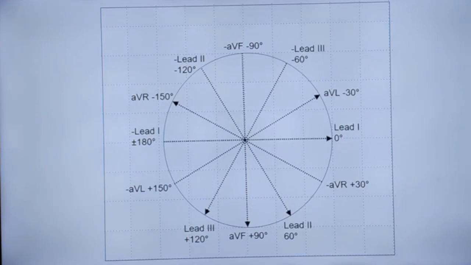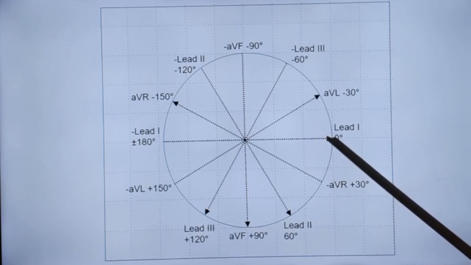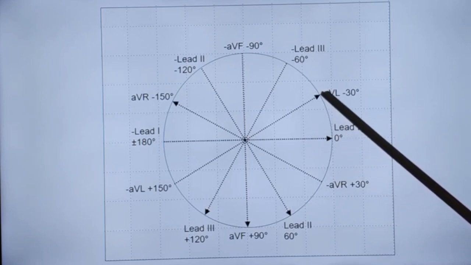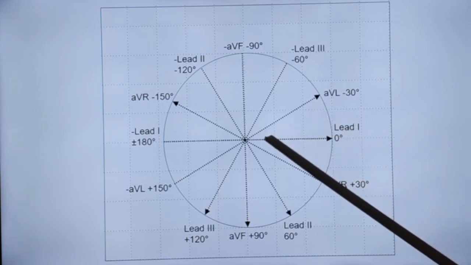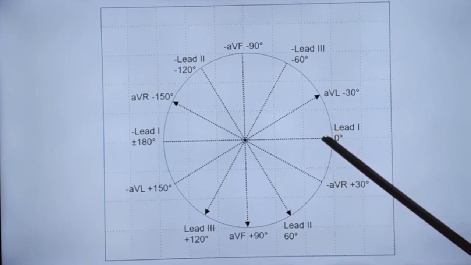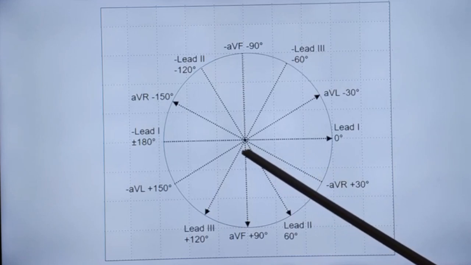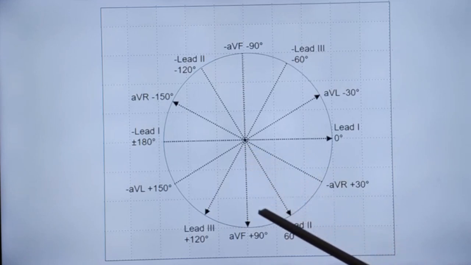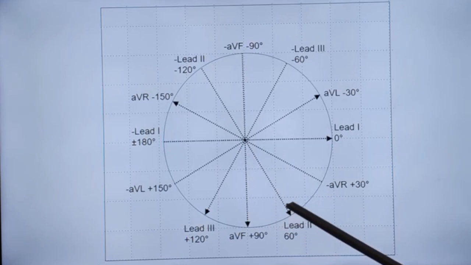If you are not seeing a lead in which the QRS complexes are equiphasic, then you look at the transition. Suppose lead 1 is positive and AVL is negative. Then you know that the transition is between AVL and lead 1. We will take it as, say, minus 15 degrees. Then you look at the perpendicular location. The QRS axis will be here between 60 and 90, that is plus 75.